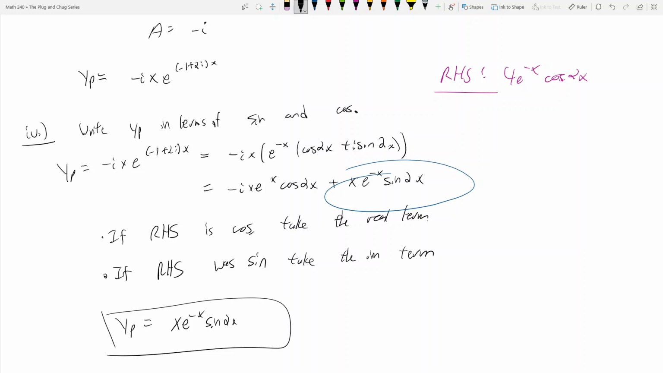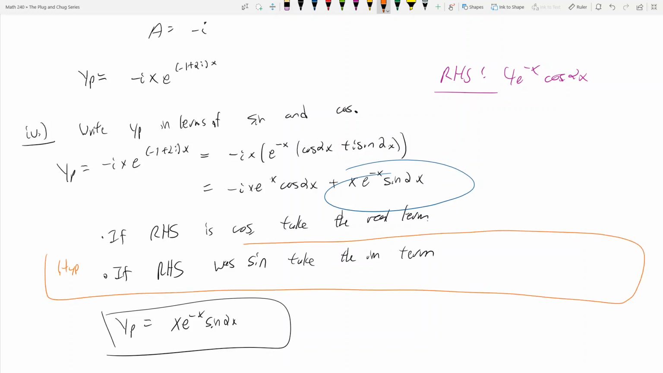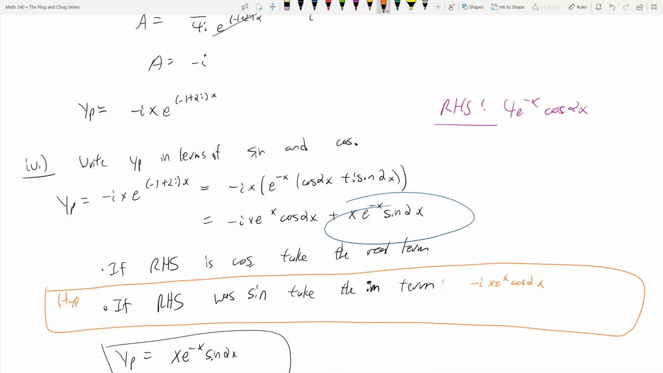Now, let's talk about the second scenario. The second scenario didn't actually happen here, but this is a hypothetical. What does taking the imaginary term mean, right? Because this is the imaginary term. It means taking not i x e to the x cosine 2x. You can't have an i, right? Because nothing in my right-hand side.